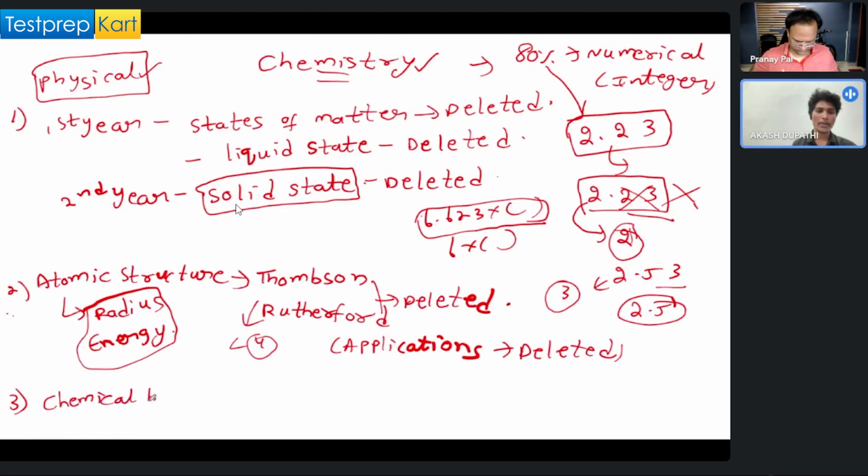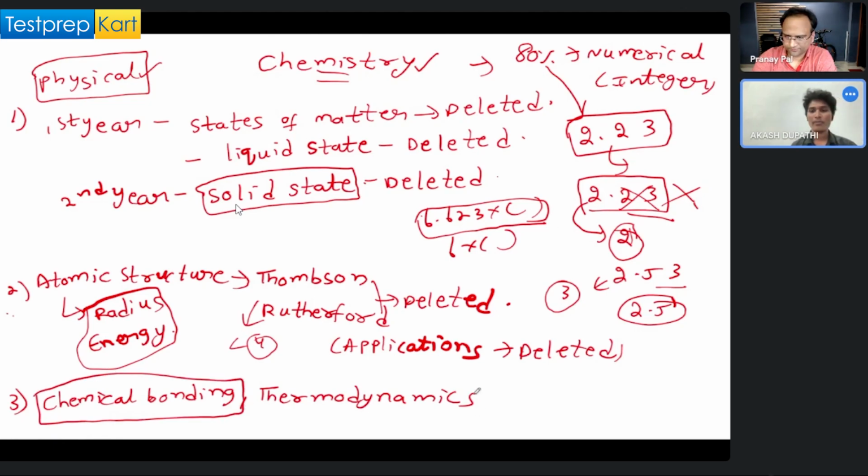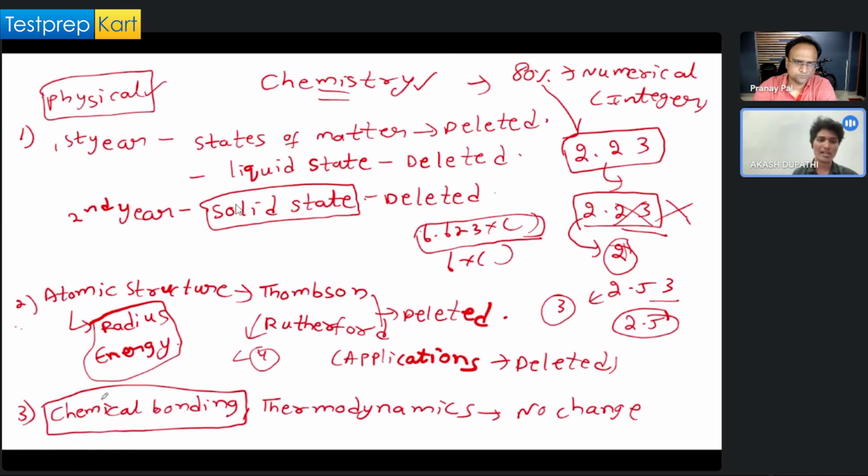And next thing is chemical bonding. Yes. Chemical bonding and thermodynamics. Yes. This is also important. Basically, yes, sir. Chemical bonding is considered to be a very important chapter. Correct. There is no change in these two chapters. The weightage is same, and the entire topics will be present this year also. So no change can be seen in this chapter number 3.